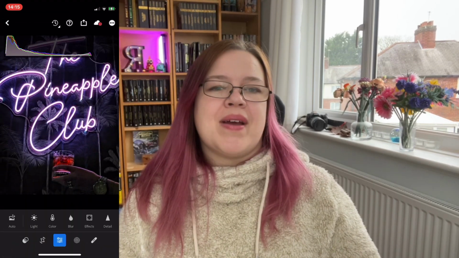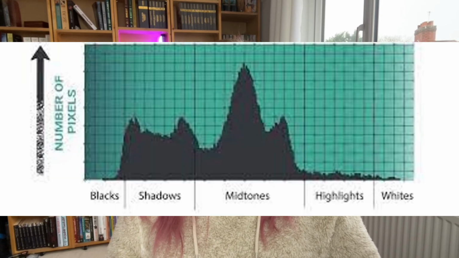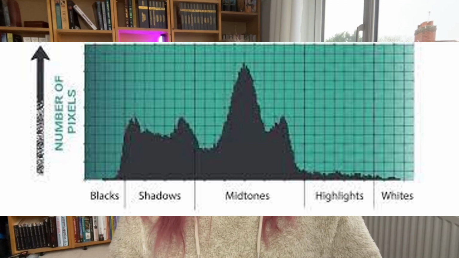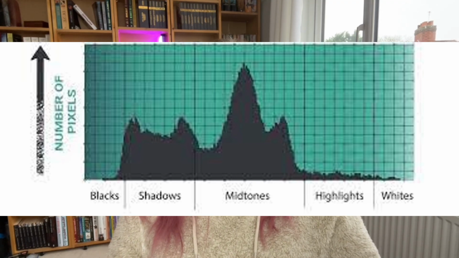Imagine a histogram as your DJ equalizer of exposure. On the left, we have the shadows, the deep bass, and in the middle, the mid-tones, the smooth melody, and on the right, the highlights and the high notes. Balancing these elements is crucial for a well-exposed shot.